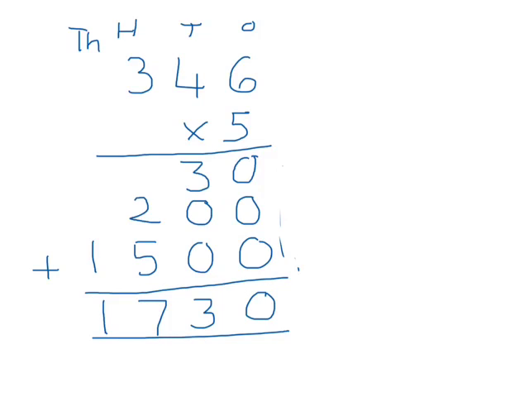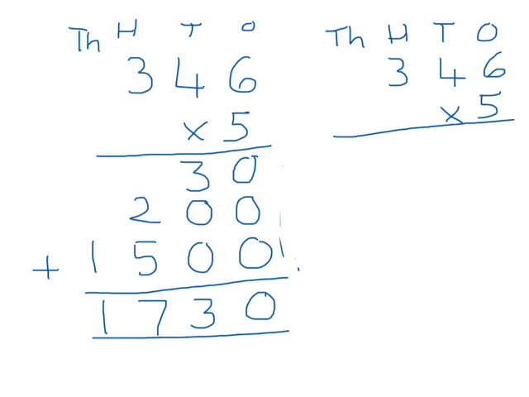Now we're going to do it in the contracted form, the short way. So I'm going to write my houses again, thousands, hundreds, tens, ones, and we're going to do the same question. What is 346 times 5? Now this time I'm only going to draw one set of lines straight away, and the answer is going to go in here. Right, now watch the trick here to doing it the short way. Again, we start with the ones, and we say, what is 5 times 6? 5 times 6 is 30.